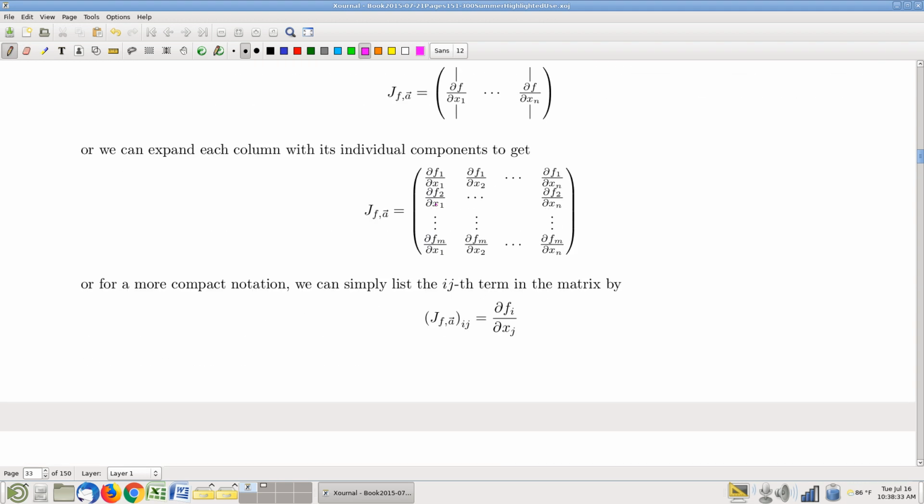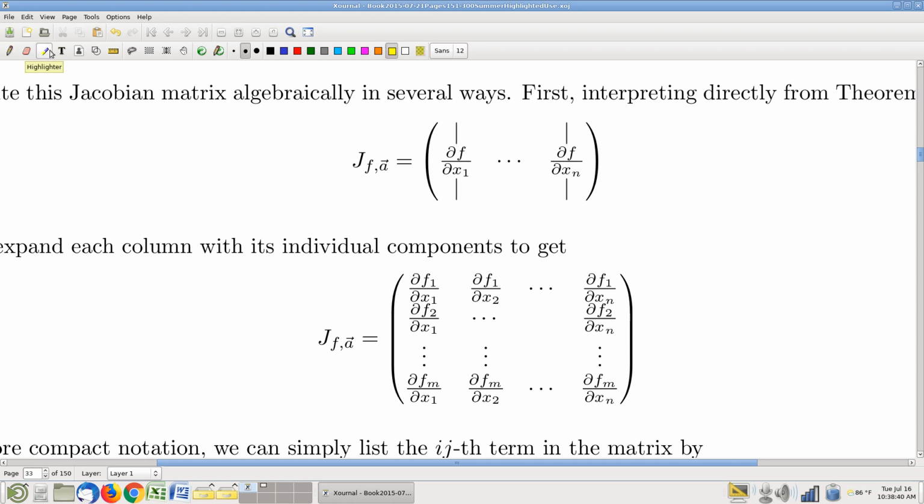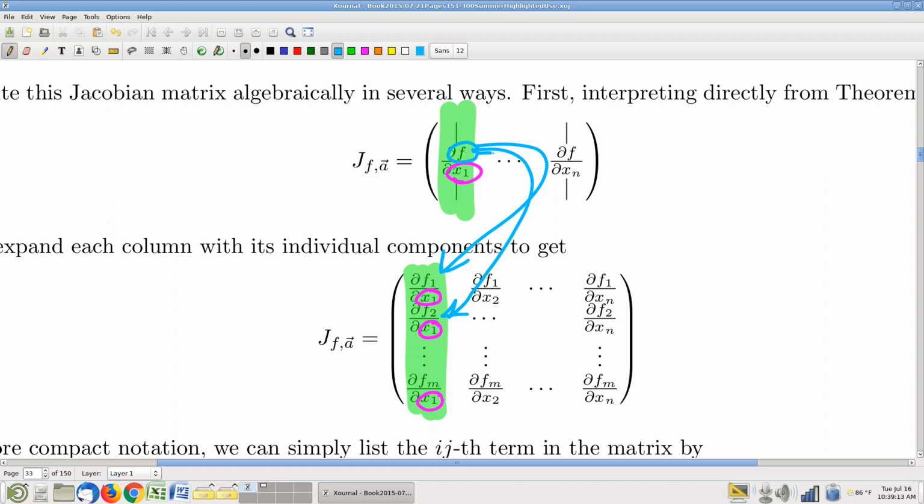So here's the same thing said in a slightly different way. The first column is all of the partials with respect to x1, and writing that out explicitly. Okay, well here's that first column. Come on, highlighter. There's that first column. Note that all of the partials are with respect to x1. And notice that we're just expanding and saying, well, that function f has components f1 and f2, etc., down to fm. So just writing it out in components, there is that first column, giving us this, and likewise for the other columns, right?